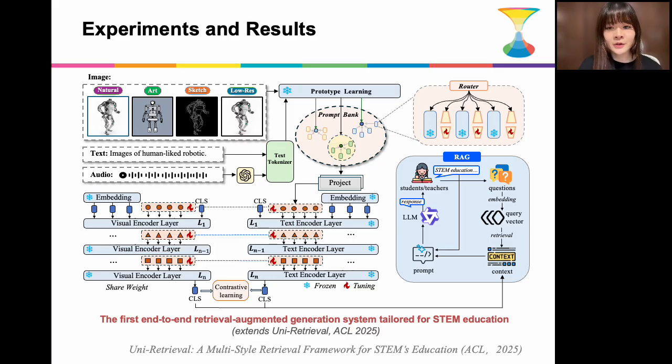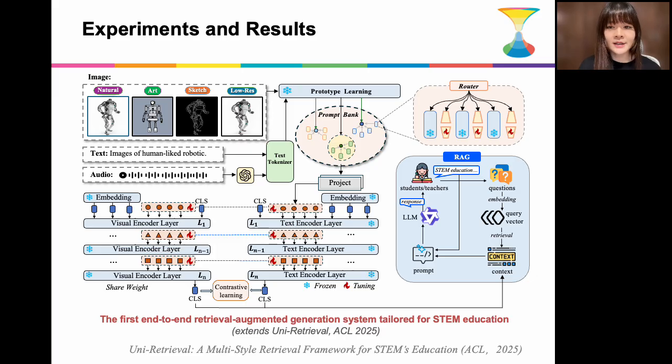The prompt bank stores style-aware prompt tokens. Given a query, the system retrieves the most relevant prompts and adapts them through lightweight experts. This helps the model understand different styles, such as diagrams, sketches, handwritten notes, or natural images.